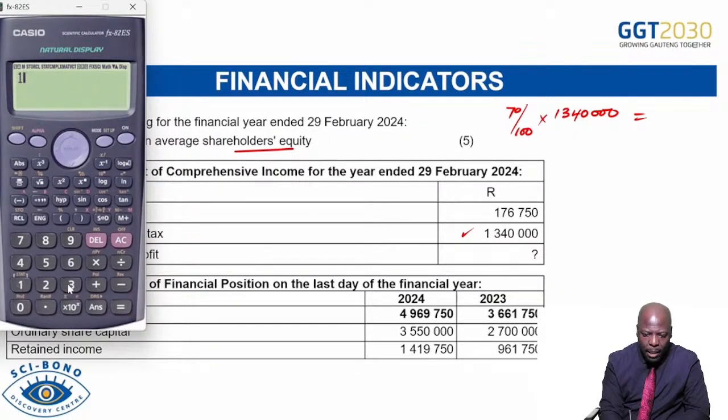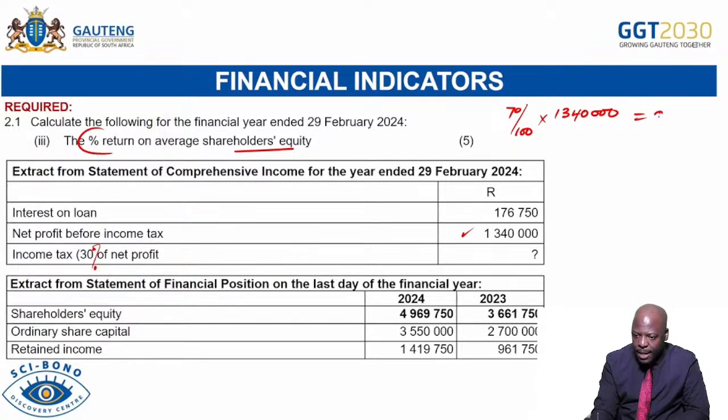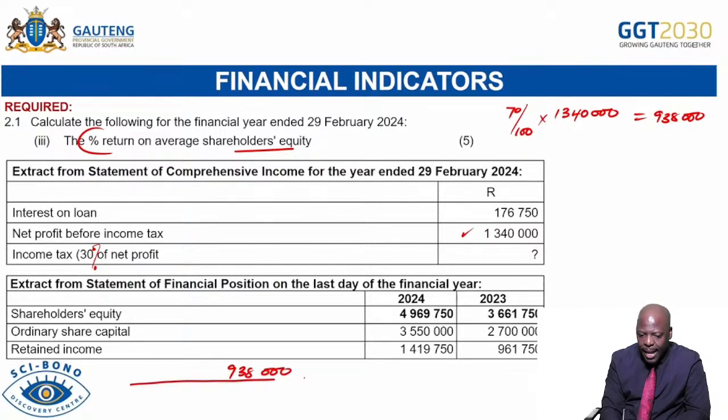Let's see how much that is going to be. 1,340,000, then I get 70% of that, and that is going to give me 938,000. So now I know that my net profit after tax is 938,000. And then I divide that by my average shareholders' equity. By average shareholders' equity, that means I'm going to multiply by half of the opening equity.